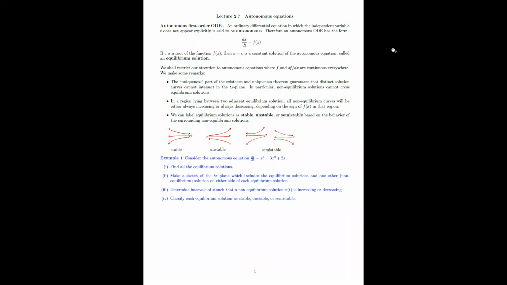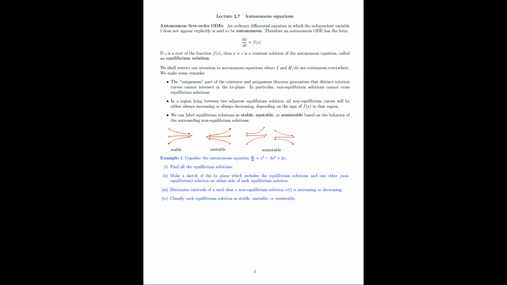In this video, we're going to discuss autonomous equations. An ordinary differential equation in which the independent variable t does not appear explicitly is said to be autonomous. In other words, an autonomous ODE has the form dx/dt = f(x).